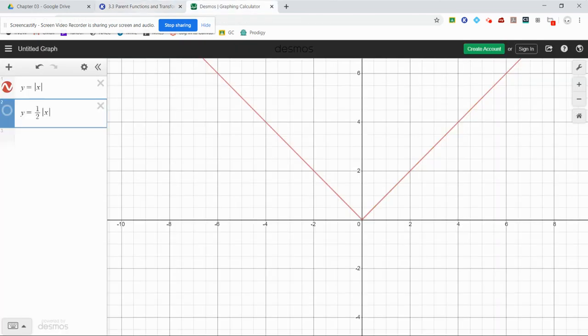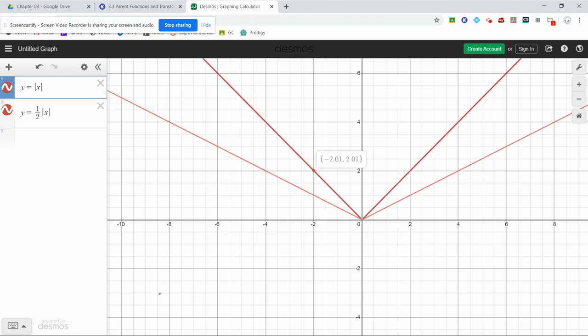Okay, let's go and look. Your original function again is y equals absolute value of x. What happens when I put a 1/2 out front? What used to be located here is now half as tall as it used to be. What used to be at negative 4, 4 is now at negative 4, 2. So therefore, these points are now half as high as what they used to be. So this is called a vertical compression.